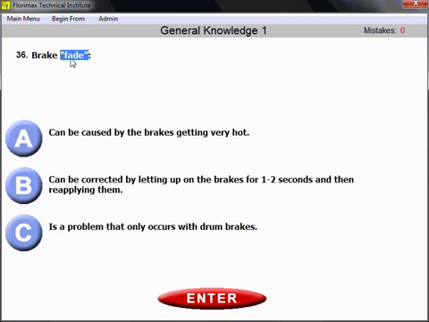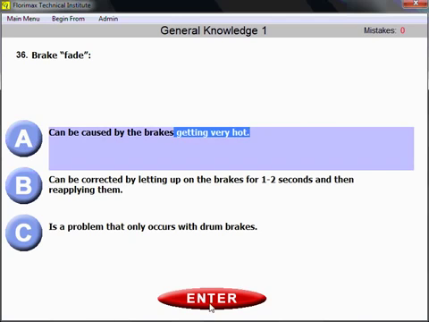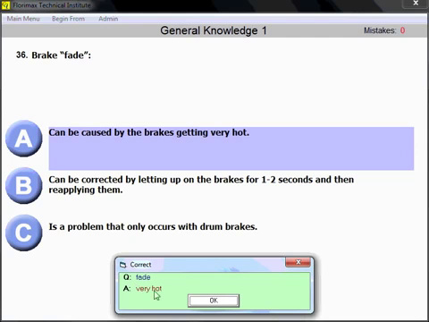So you are asked what the brake fade is associated with, and you need to remember that one of the conditions which can cause brake fade is brakes getting very hot. And when it might happen? When you use your brakes too frequently, when you push the brakes all the time without good reasons. So brake fade can be caused by the brakes getting very hot. Let's see. Yes. Fade, very hot.